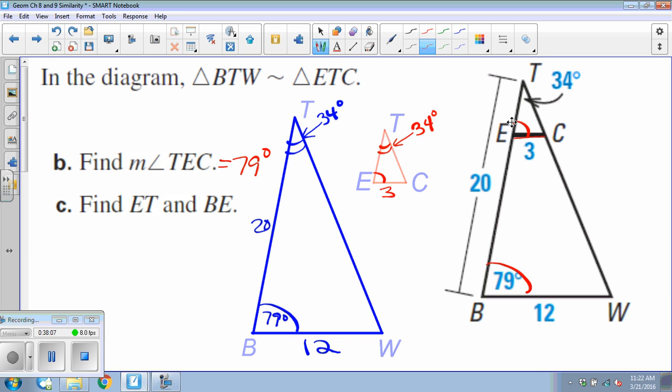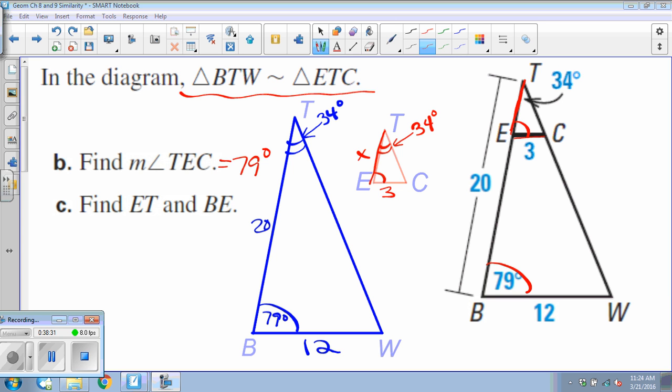Right? Okay. And then it wants us to find ET and BE. Okay, so ET, that's this piece right here. So that's what we need to find. So let's set up our proportion so we can solve for X. And then you have to find BE. So y'all go ahead and try to do that.